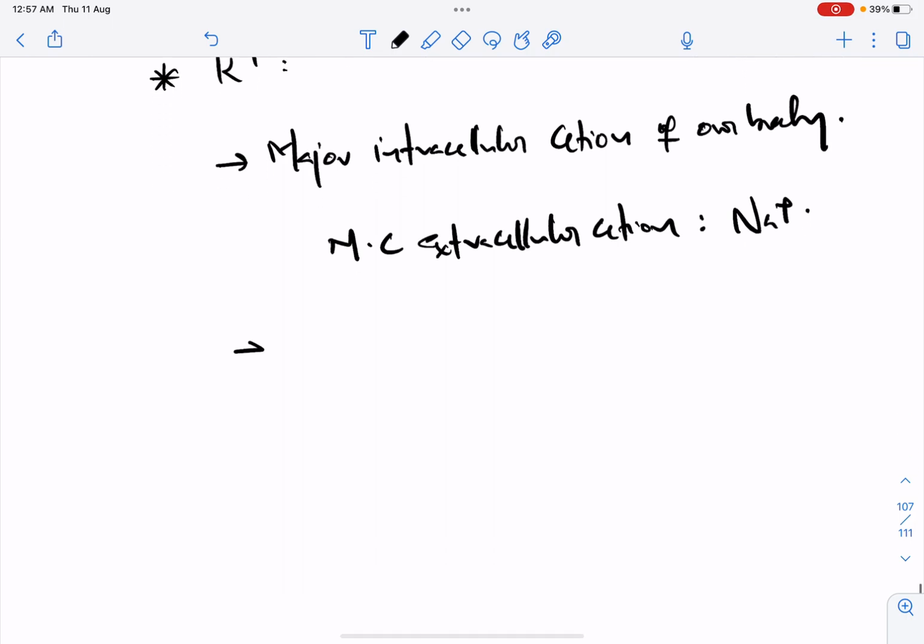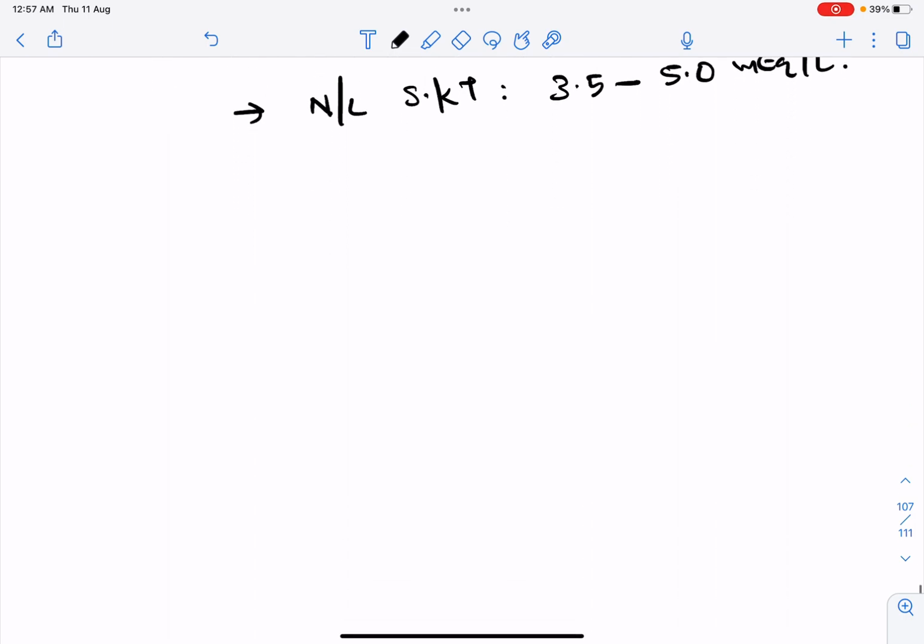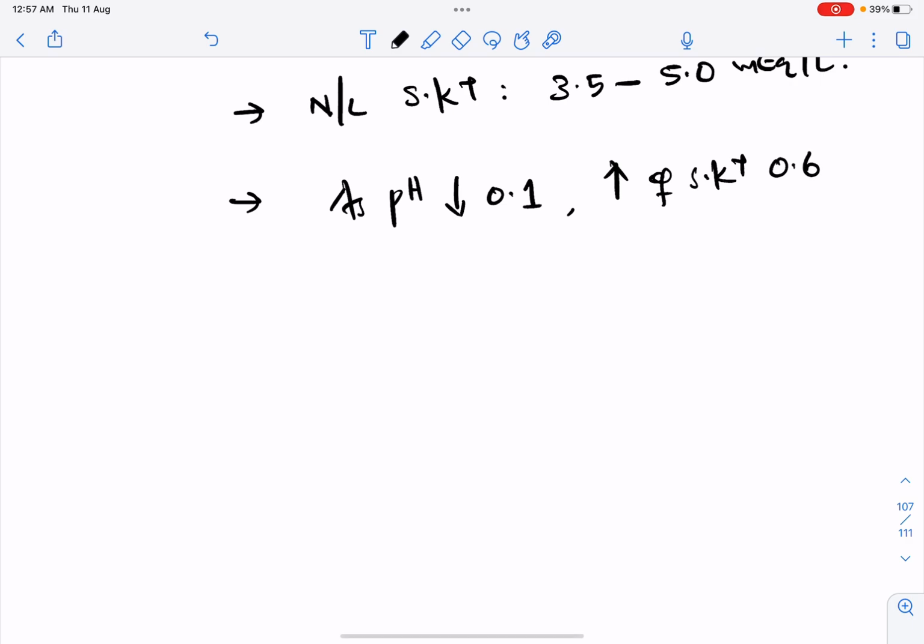Now the normal serum value of potassium is between 3.5 to 5.0 milliequivalents per liter. One more fact is that there is a relationship between pH and serum potassium value. As the serum pH decreases by 0.1, there will be an increase of serum potassium by 0.6. As the pH decreases, that is, the pH becomes acidic, there will be an increase in potassium.